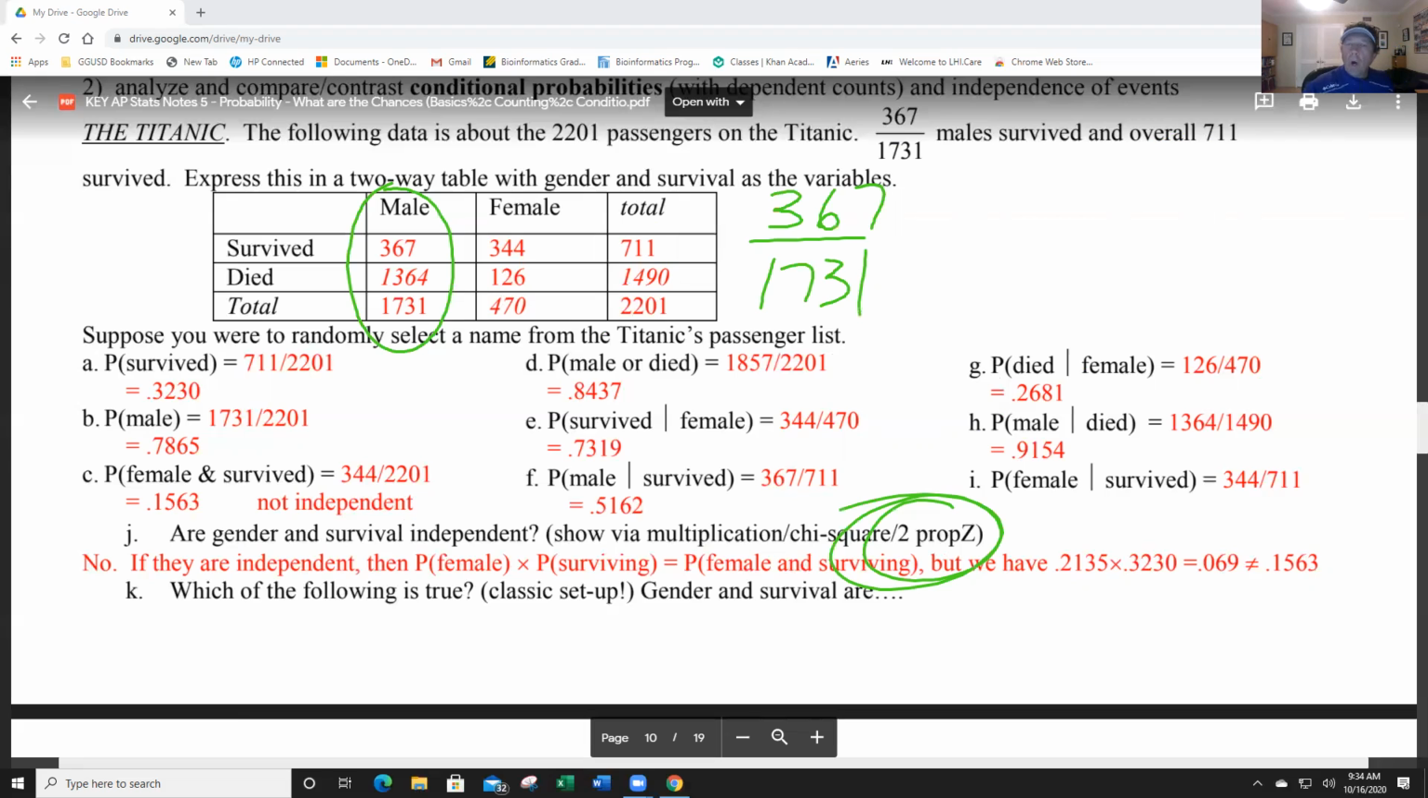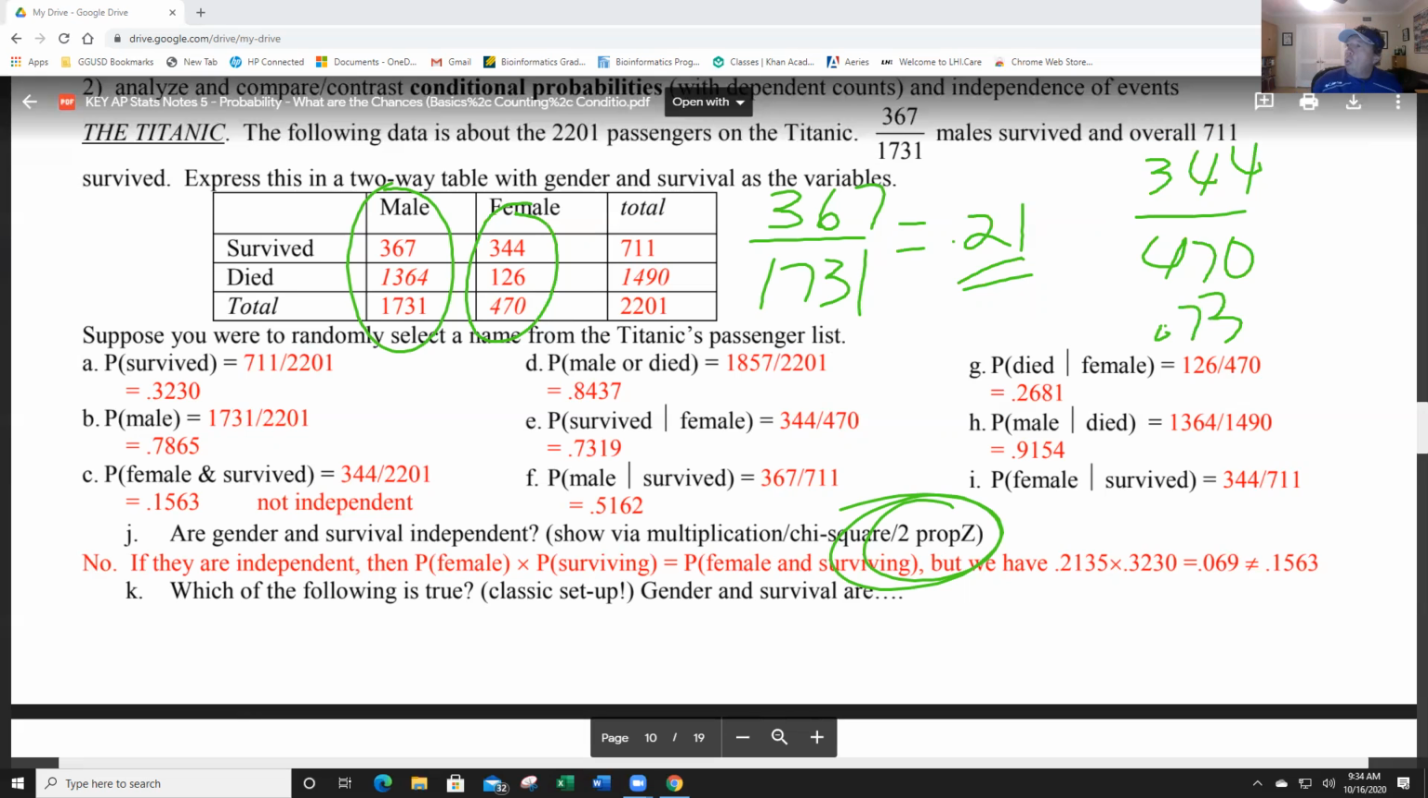It's 0.21. Close enough. 0.21. For the females, if you were a female, what are the chances of surviving? Wow. 344 over 470. That comes out to 0.73. Look at those two numbers.